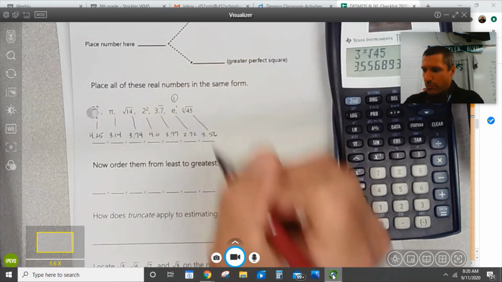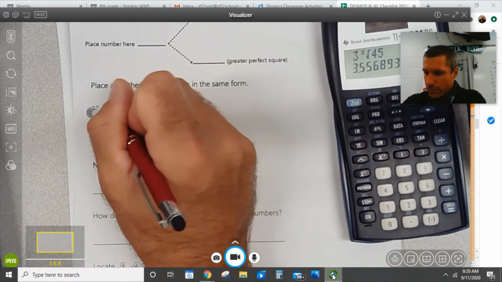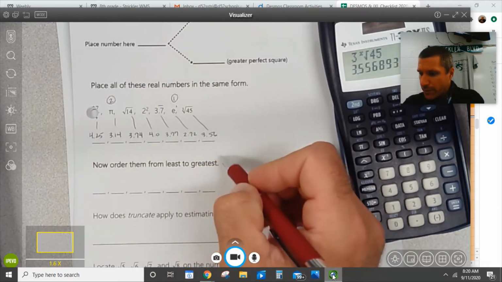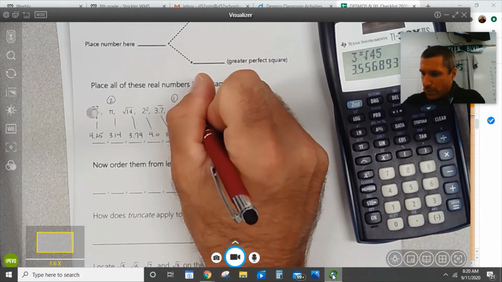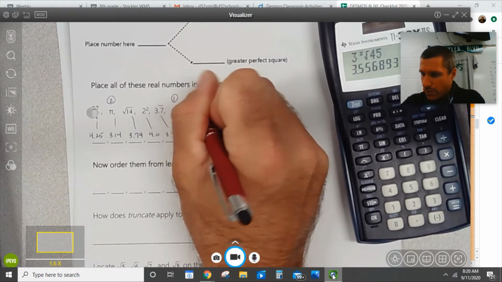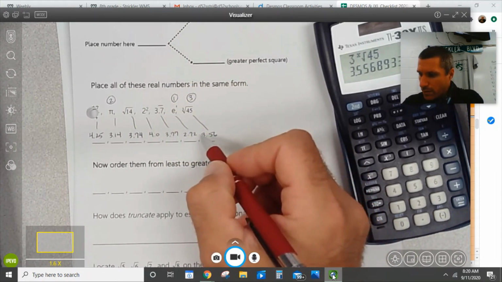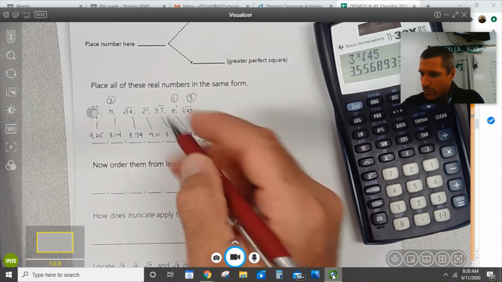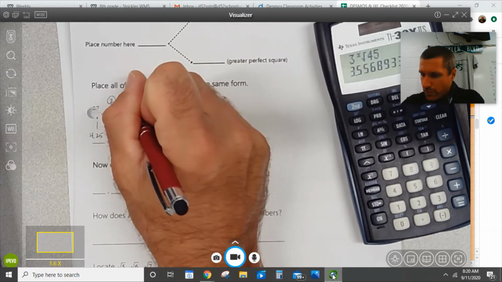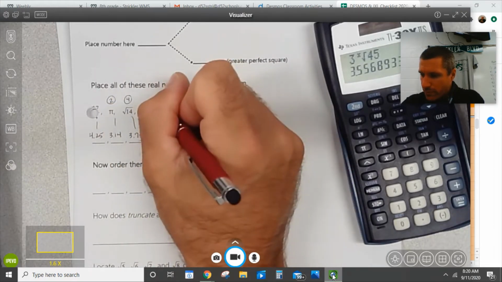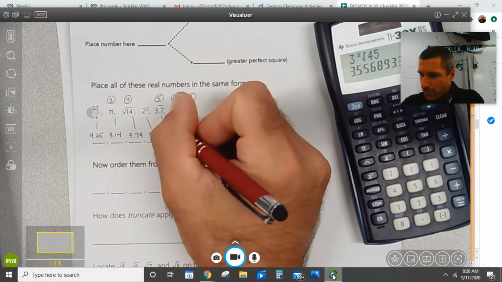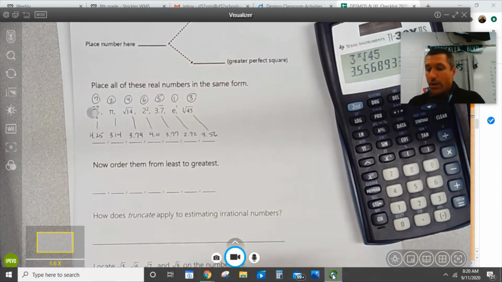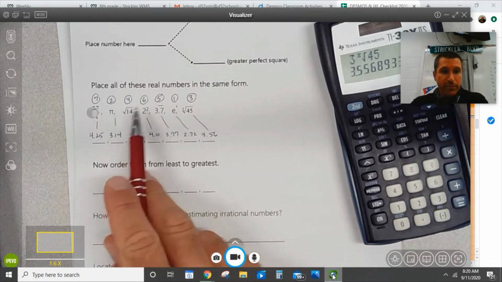You are the least. 1, 2, 3.56, 3. And then we got 3.74. 4.06, and this would be 7. Okay, I've now ranked them from 1 through 7.